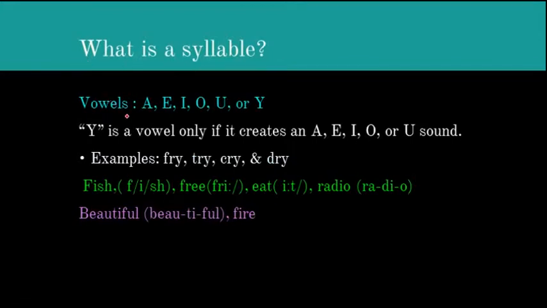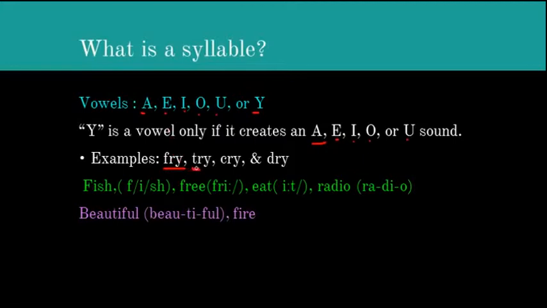We have vowel sounds A, E, I, O, U, and sometimes Y. Y is sometimes considered a sixth vowel. Y is a vowel only if it creates an A, E, I, O, or U sound. For example, fry. In fry, Y is acting as a vowel I.